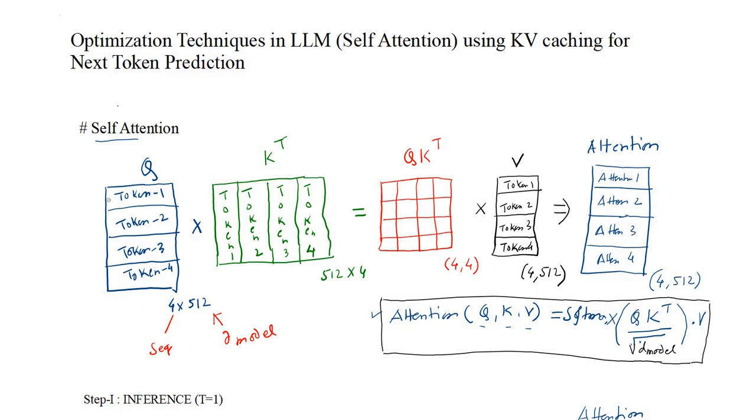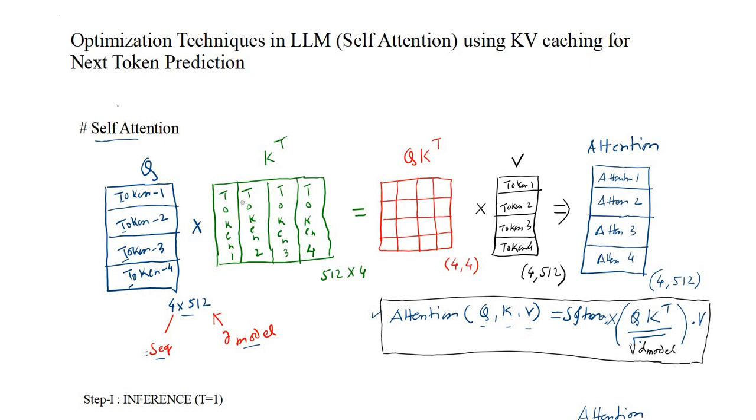So token 1, token 2, token 3 and token 4, which has a 4 cross 512 dimension. 4 is nothing but the sequence length, which is a total of 4 tokens, and 512 is the embedding dimension, which in the earlier lecture we considered as d model. Okay, now do the multiplication with K transpose.